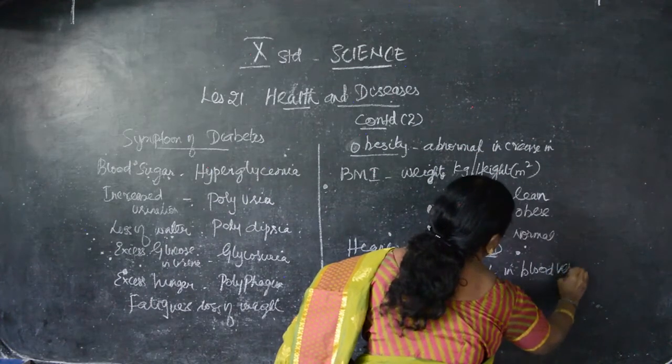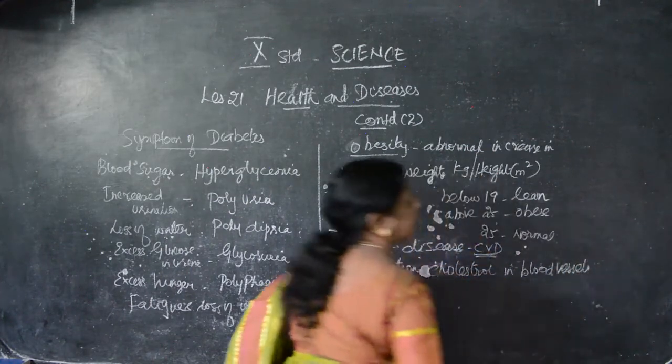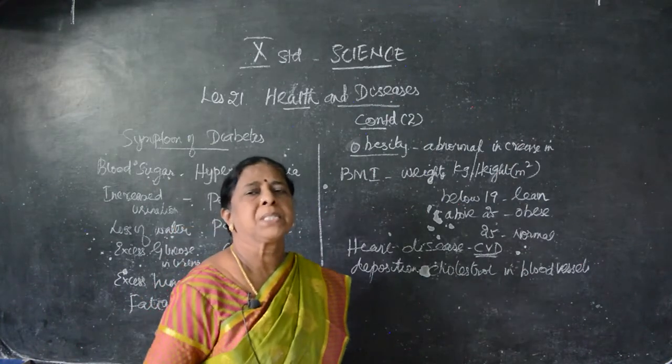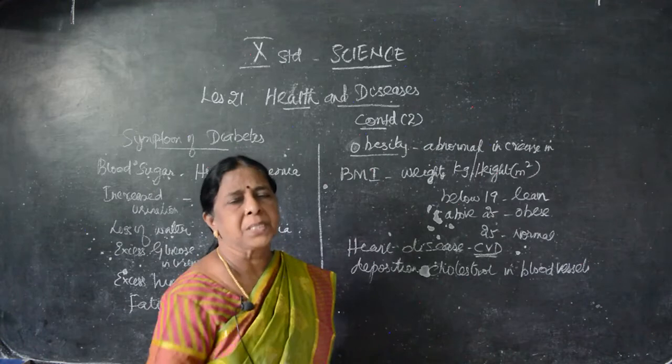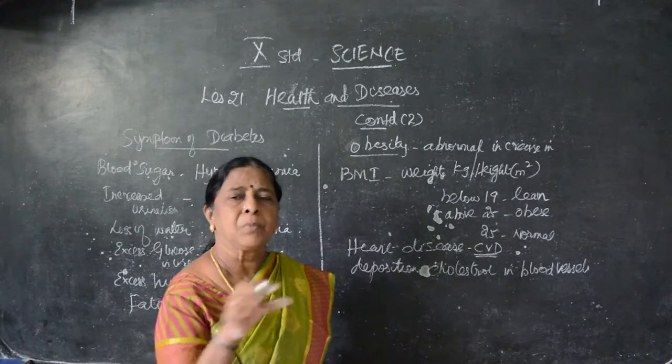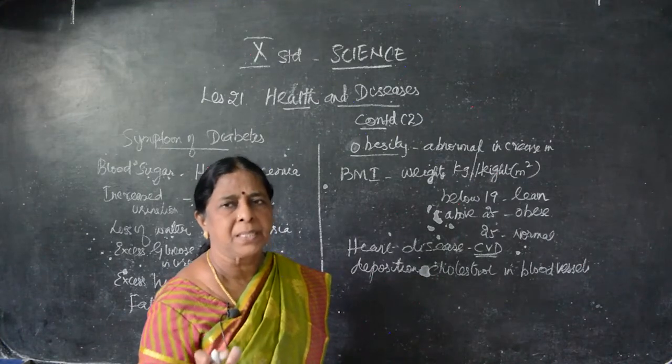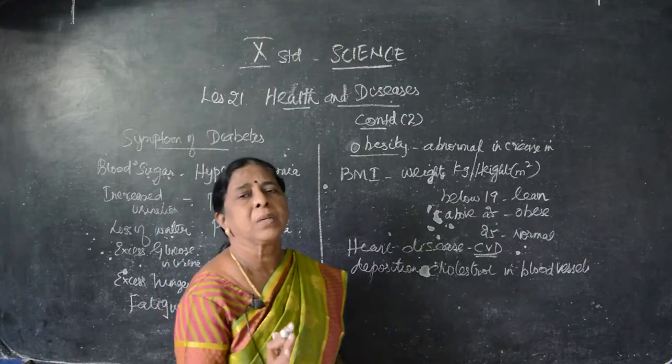You know what are the blood vessels? Arteries, veins and capillaries. So these are the blood vessels. So cholesterol is deposited in that. The flow of blood will be obstructed. Because cholesterol is deposited in the blood vessels, there is a block in the vessels.